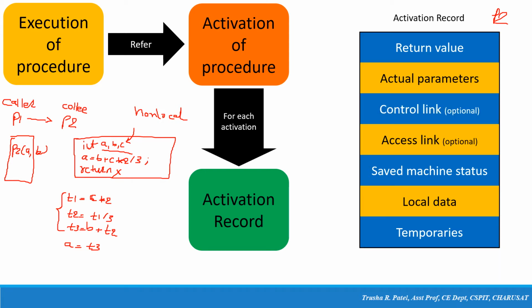And the last is the control link. So P1 is calling P2. So P2 needs to maintain the link for P1, so that after execution of P2 we can return to P1. That link to return to the caller will be maintained in the control link. Here this is also optional, because in the case of main we don't have any caller, so in that case the control link will not be there.